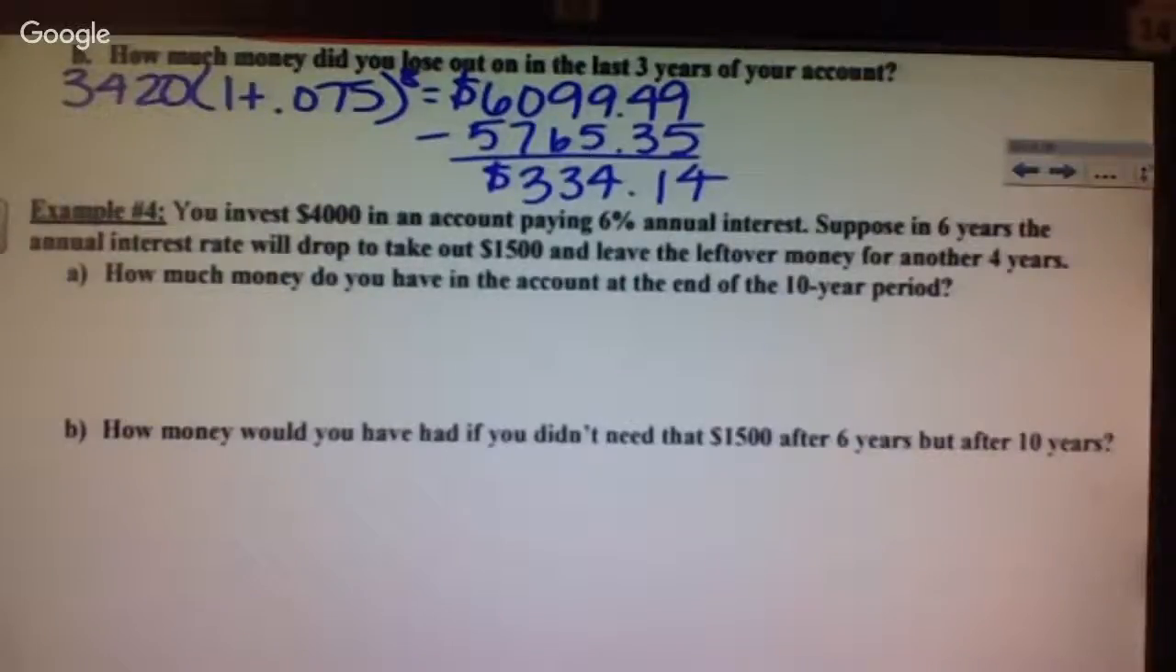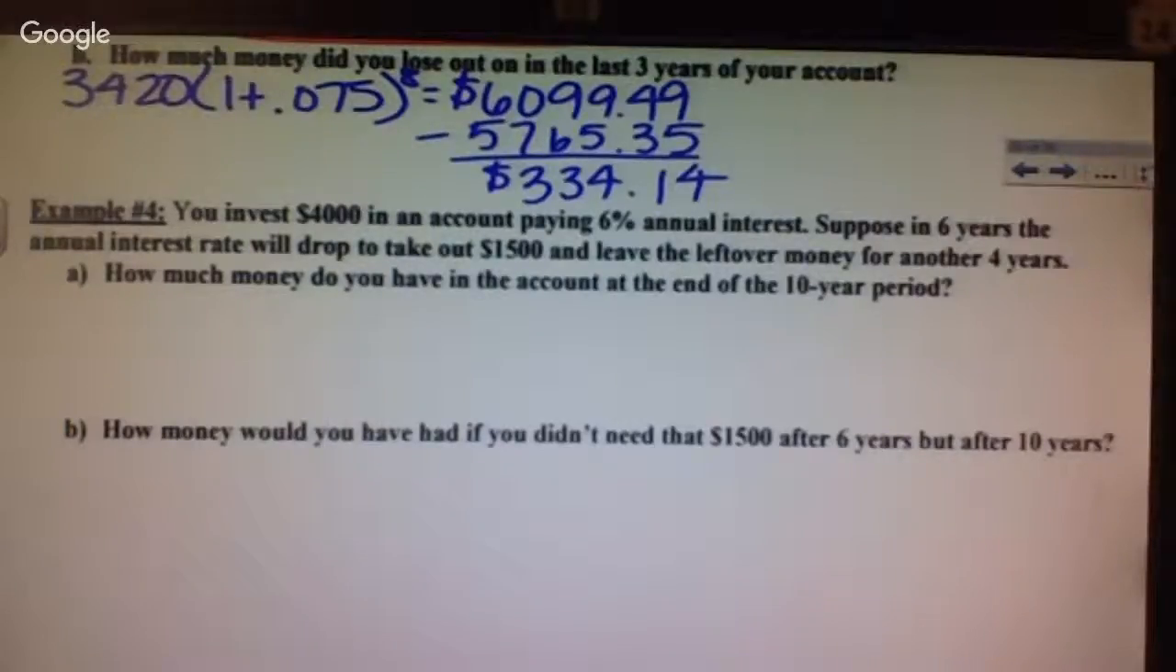Example 4, as hard as it's gonna get for this. Ready? You invest $4,000 into an account paying 6% annual interest. Suppose in 6 years, the annual interest rate will drop to take out $1,500, and you're going to leave the leftover money in for another 4 years. How much money do you have in the account at the end of a 10-year period?